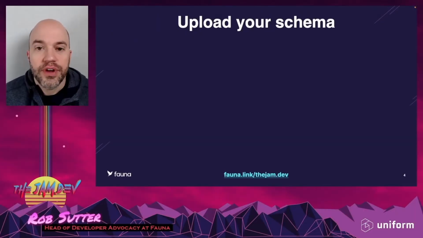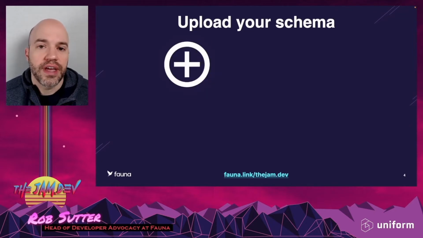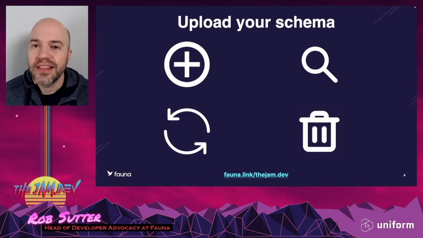Now that you've created your database, it's time to upload your schema to Fauna. And when you upload your GraphQL schema, Fauna does a few things for you. Namely, for every type that you include, it gives you a create, a find, an update, and a delete mutation automatically without having to provide any additional information.